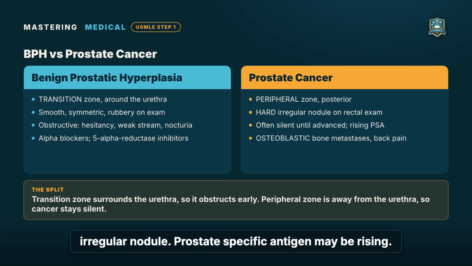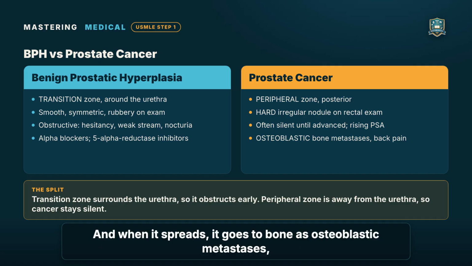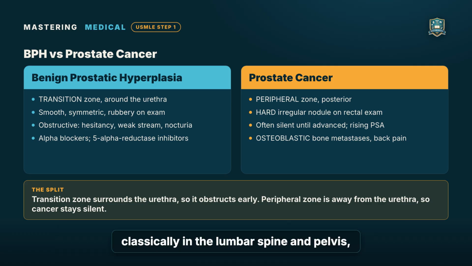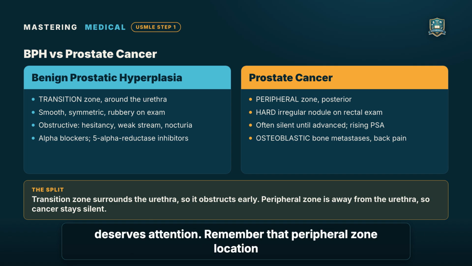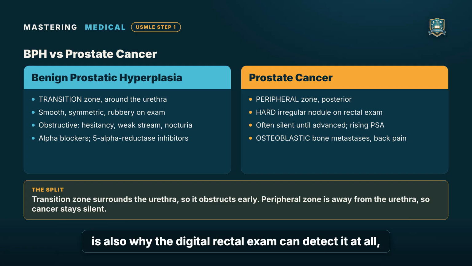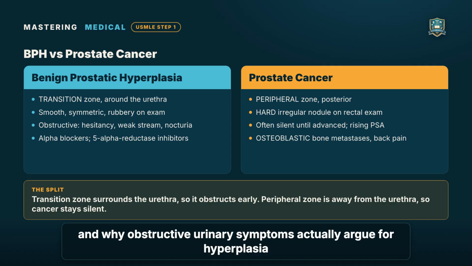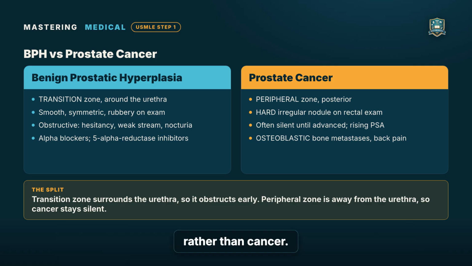Prostate-specific antigen may be rising, and when it spreads, it goes to bone as osteoblastic metastases, classically in the lumbar spine and pelvis. So new back pain in an older man with a raised alkaline phosphatase deserves attention. Remember that peripheral zone location is also why the digital rectal exam can detect it at all, and why obstructive urinary symptoms actually argue for hyperplasia rather than cancer.